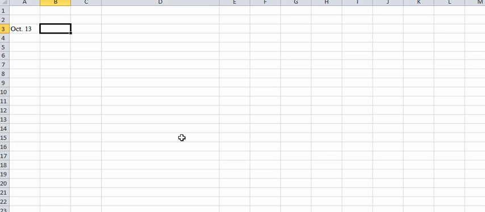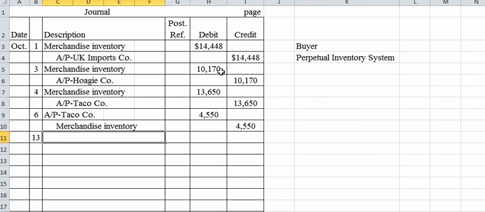Okay, on October 13th, we're paying Hoagie Company. If you look back to the 3rd, the actual purchase was for $9,950. Now, if you look on our journal page, we debited merchandise inventory. Actually, we credited accounts payable Hoagie Company for $10,170 because we owe Hoagie Company for that prepaid freight. But they're not going to give us a discount on the freight, you guys. They're only going to give us a discount on the purchase price of $9,950.